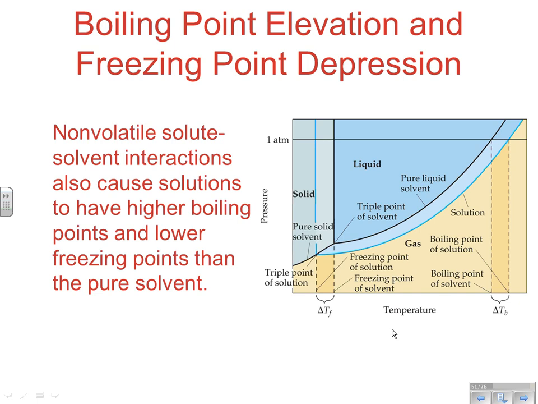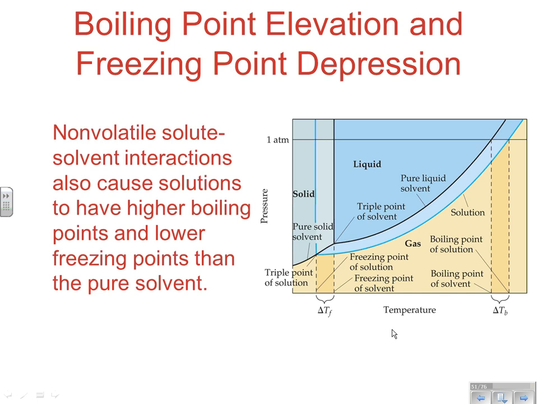Today's notes will be finishing up section 13.5 and looking at section 13.6. Now, when we left off yesterday, we were talking about colligative properties, and we looked at vapor pressure lowering and Raoult's law. Today, we're going to look at boiling point and freezing point and osmotic pressure type situations.